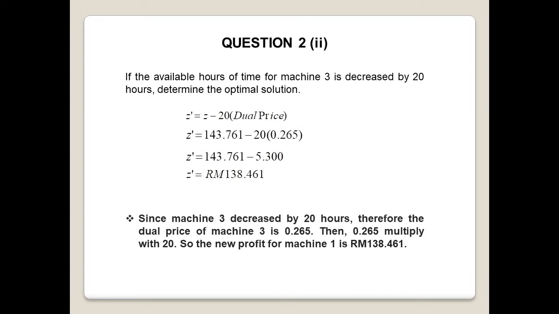0.265. Then these two values we substitute it in the formula. Therefore, the new optimal solution is RM 138.46 cents. So, the conclusion for question number 2 is, since machine 3 decreased by 20 hours, therefore, the dual price of machine 3 is 0.265. Then, 0.265 will multiply with 20. So, the new profit for machine 3 is RM 138.46 cents.